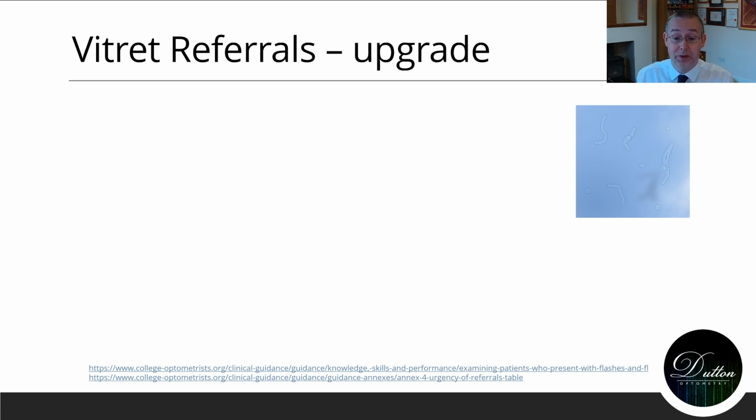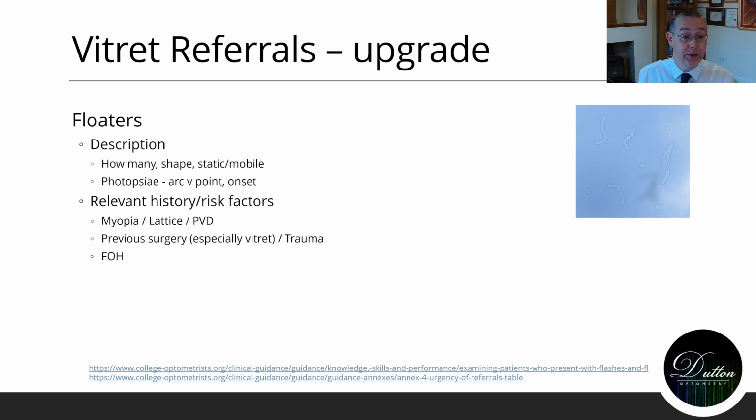They offer some guidance on examining patients who present with flashes and floaters, and they also include some guidance on referral urgency. So some additional information that you might want to provide in the context of a flashes and floaters referral: a description of what the patient's seeing, so how many floaters, what shape, are they static or mobile, and to describe the photopsia. Is it an arc-shaped photopsia or a point photopsia? Were they having a similar onset, or was there some time between them? And any relevant history or risk factors.